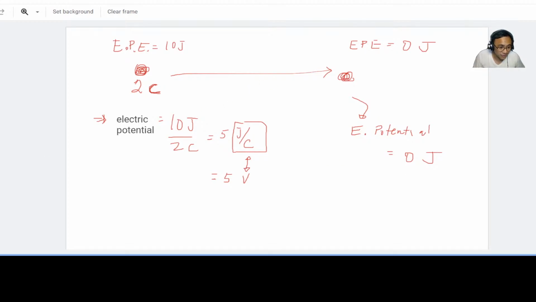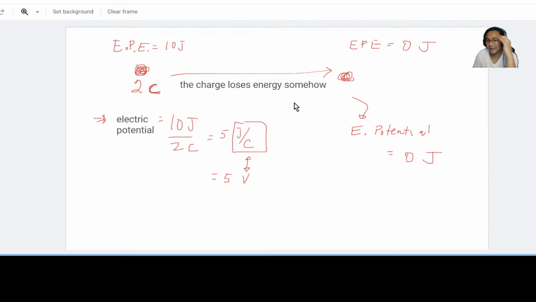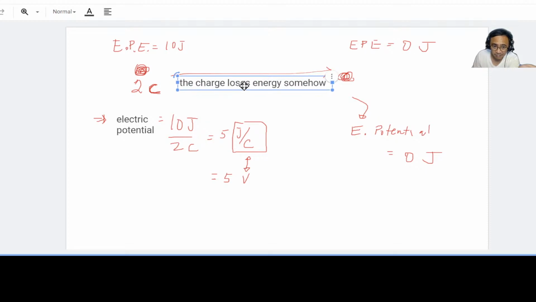Now, if you think about this, this is where voltage, the idea of potential difference, comes in. In this case, the charge loses energy somehow. Is it because it's out of the electric field? Not necessarily. In fact, the electric field is needed for it to lose energy.